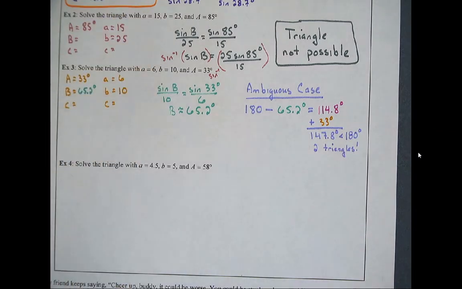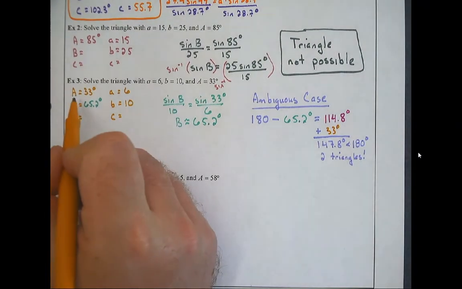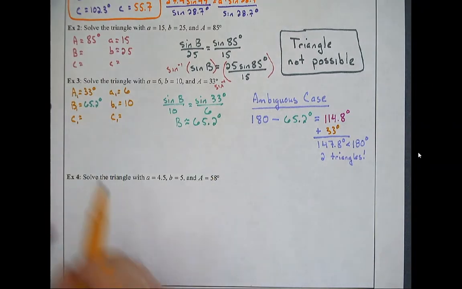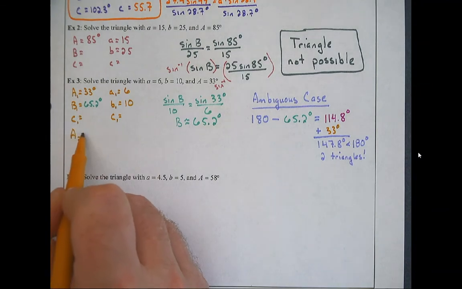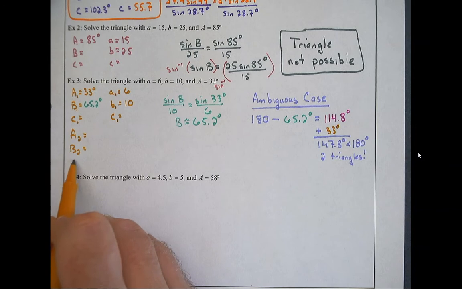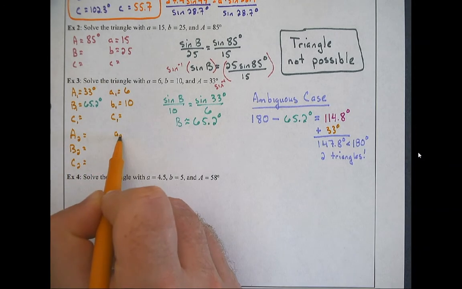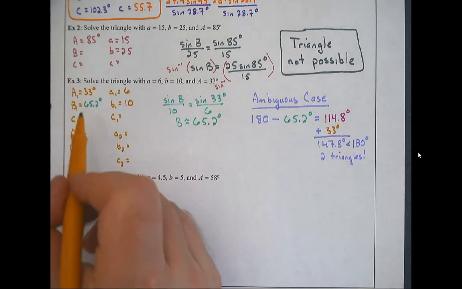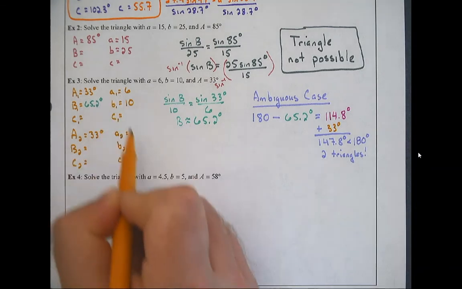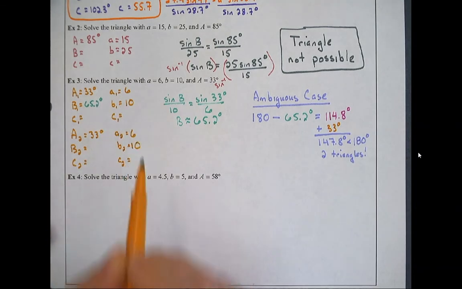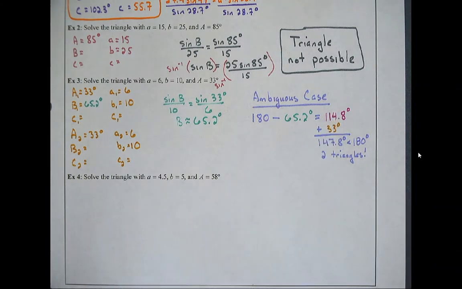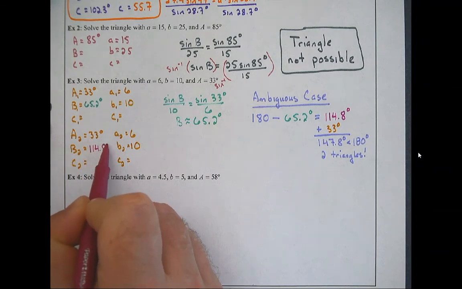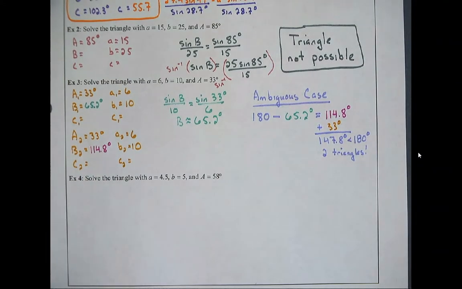Then you would have two triangles, which means I would come back over here to my chart and change these to A sub 1, B sub 1, and C sub 1. That's my first possible triangle. And then I would make a second list called A sub 2, B sub 2, and C sub 2. Now all the givens are the same, so this is still 33 degrees. This is still 6. This is still 10. But we just figured out that we have another possible answer. 114.8 is a possible B2.